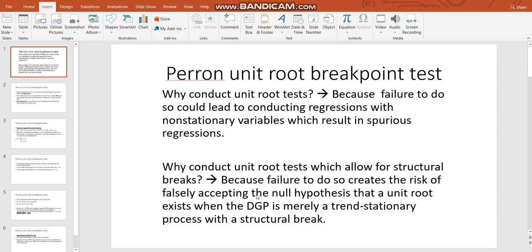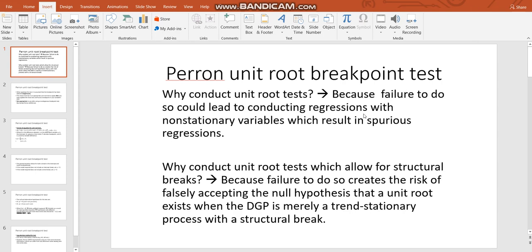Also, to answer the question, why do we even have to apply unit root tests which allow for structural breaks in the data generation process as opposed to just an ordinary unit root test like, say, the augmented Dickey-Fuller test? Well, it's essentially, and again I've written the answer there, failure to do so creates the risk of falsely accepting the null hypothesis that a unit root exists when the DGP is merely a trend stationary process with a structural break. So what does that mean in practice?